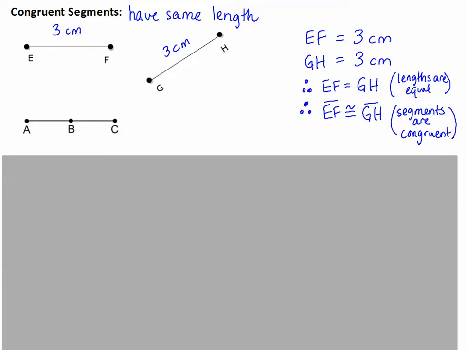The way to mark that the segments are congruent is with hash marks. We might put a hash mark through there and a similar hash mark through the other one. The same type of hash mark means that that segment is congruent to that segment.